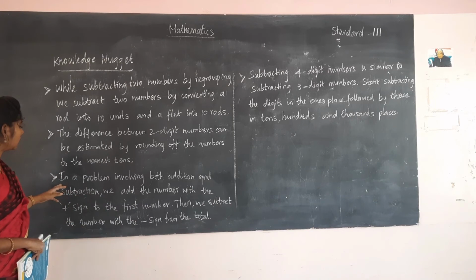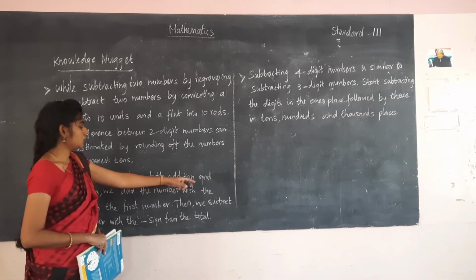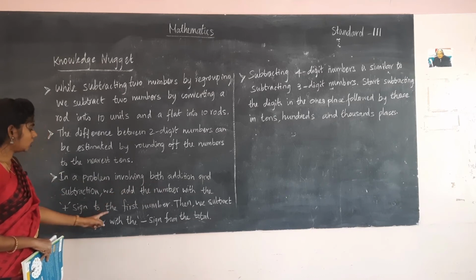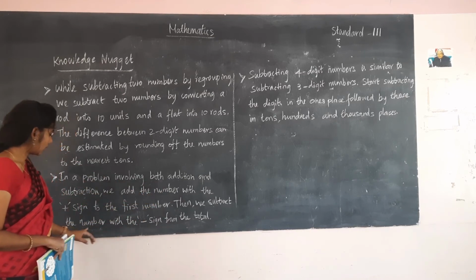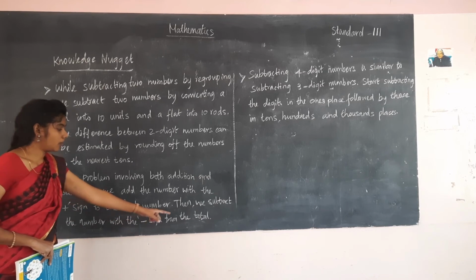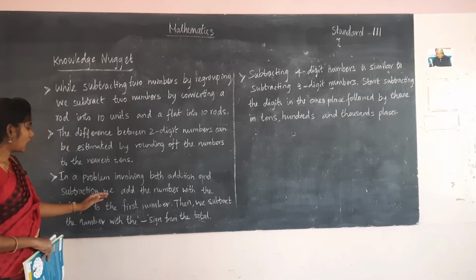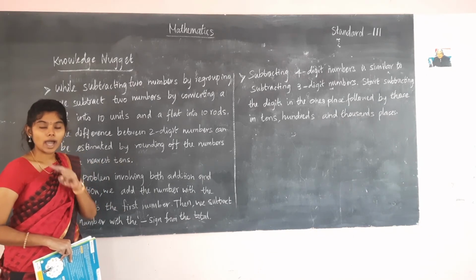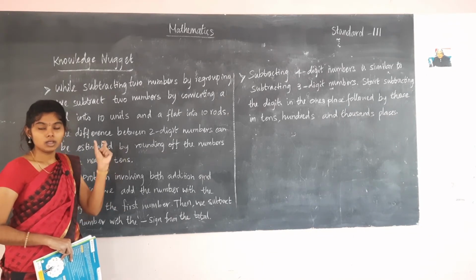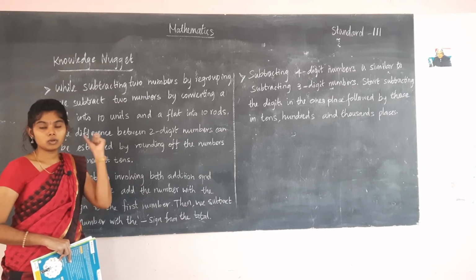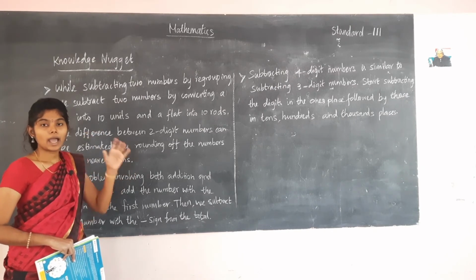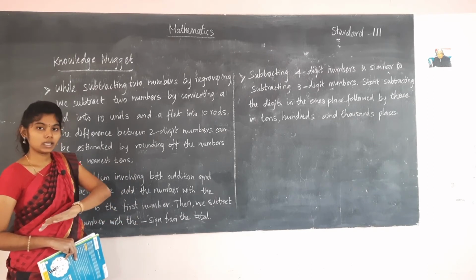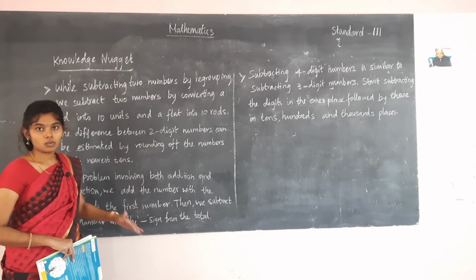And in a problem involving both addition and subtraction, we add the number with the plus sign to the first number. Then we subtract the number with the minus sign from the total. So both subtraction and addition will come. First we add the number where the plus sign is given to the first number, and from that total we subtract the minus sign number. So you will get that answer.